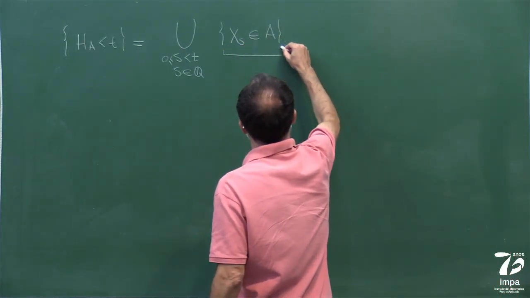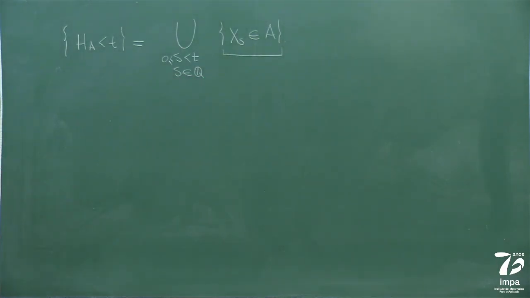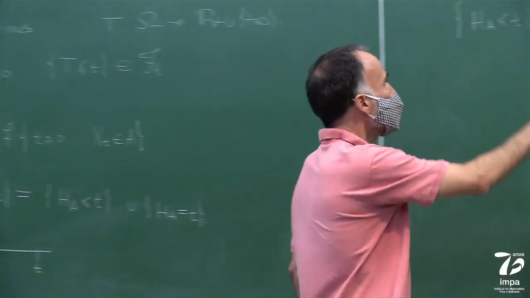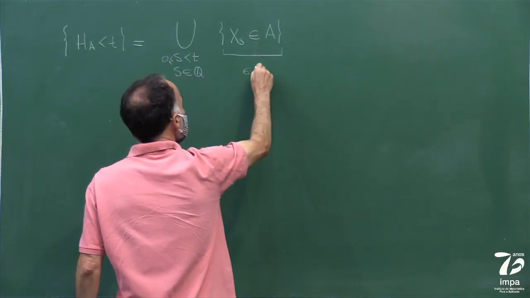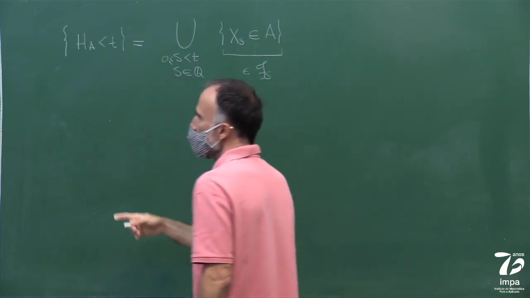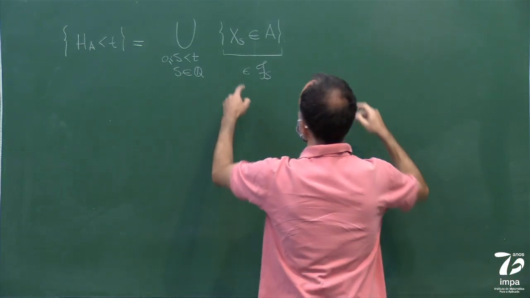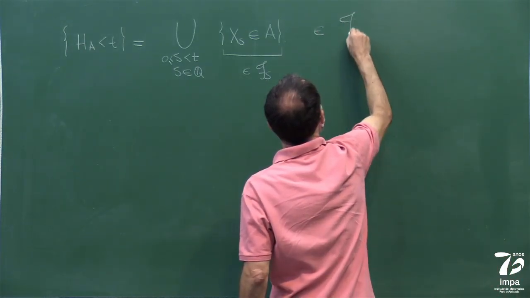We have assumed that X_t is F_t measurable, which means that this set belongs to F_s. And since this is a filtration, and s is smaller than t, this set belongs to F_t.